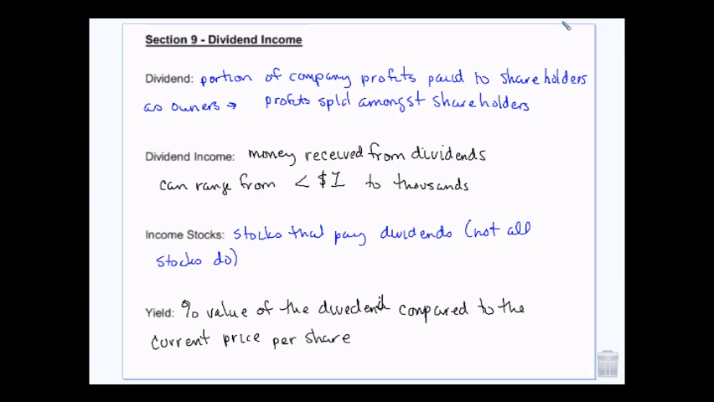Stocks that pay dividends are called income stocks. Not every stock pays dividends. There are some stocks that when you go into it, you know you're not going to ever get a dividend. But the stocks that do pay dividends are called income stocks. And the yield, the percent yield, is the percent value of the dividend compared to the current price per share of the stock. This is different than a percent change in a daily stock change. This is a percent yield. So this is talking about how much money you earned off of putting your investments in the stock versus if you had put your money in a savings account. You want your yield on dividends to be higher.